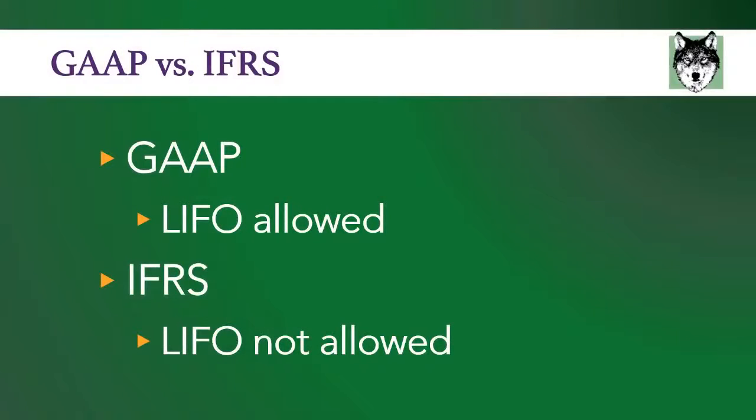One of the biggest differences between GAAP and IFRS that has not been resolved yet is LIFO. LIFO stands for last in, first out, which is a method of valuing your inventory. US companies are allowed to use LIFO, whereas international companies are not allowed to use LIFO. A lot of US companies use LIFO. The reason they use LIFO is that most of the time, not all of the time, but most of the time, using LIFO reduces your reported profit, and that reduces your tax liability.